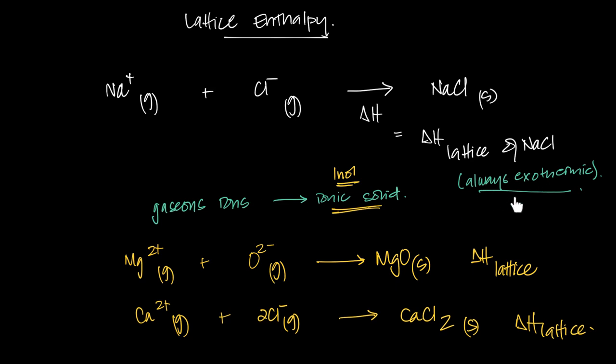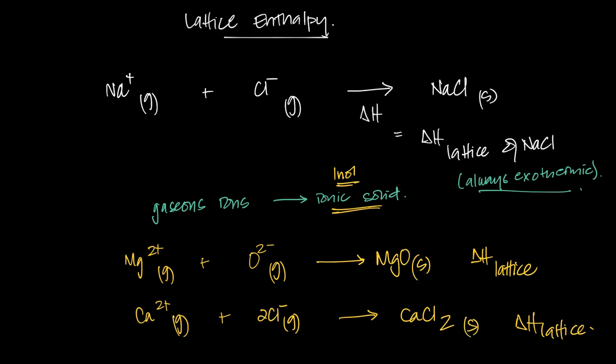It is always exothermic. And why do we do this? Because this term is a good way to represent the strength of an ionic lattice. The reason you know it's going to be strong is because you have opposite charges attracting each other. They go from being gaseous ions with high amounts of energy to being a very, very stable ionic solid.